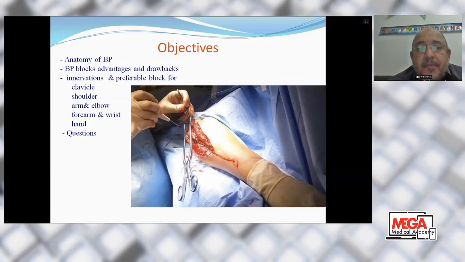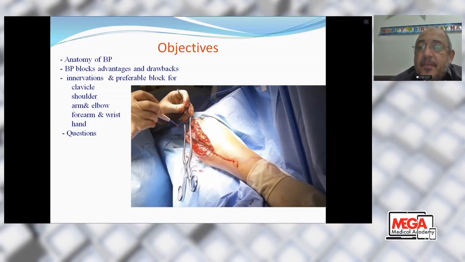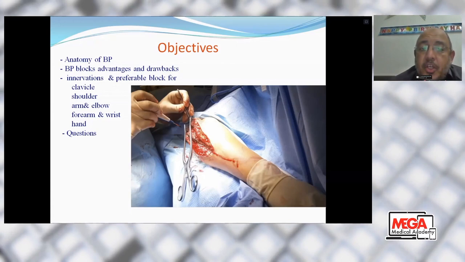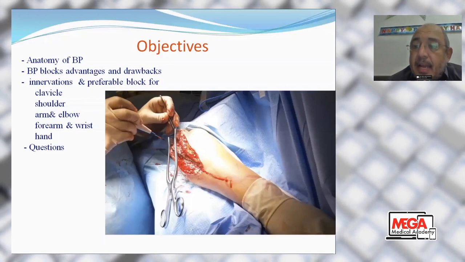Today, inshallah, we'll talk about the brachial plexus, which block I should perform. My objective is, first, we'll start with some anatomy of the brachial plexus. We will discuss different kinds of brachial plexus block, the advantages of each approach and the drawbacks of them. And then we'll go for innervation and brachial block for each region: for the clavicle, for the shoulder, for the arm and elbow, for the forearm, and for the hand. And at the end, if there is any question.